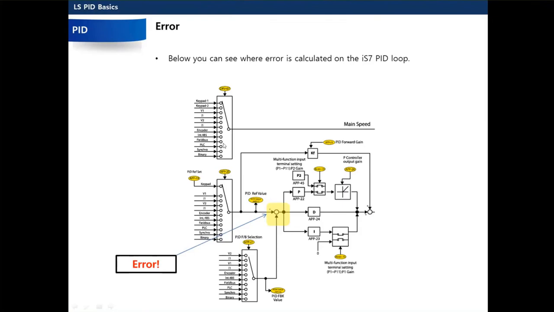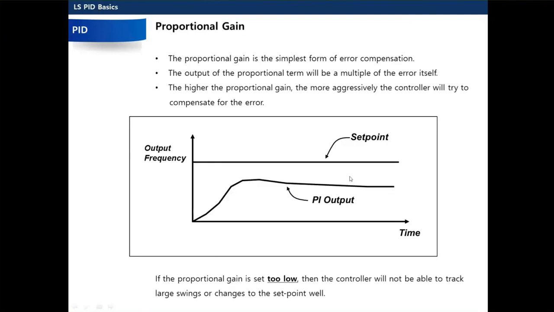So you can see you have your PID reference right here, then you have your PID feedback right here. We take the two, and then we figure out, what's the difference between those two? That's the error. The first thing we calculate is the error. That's the first part of that whole line of functions right there.